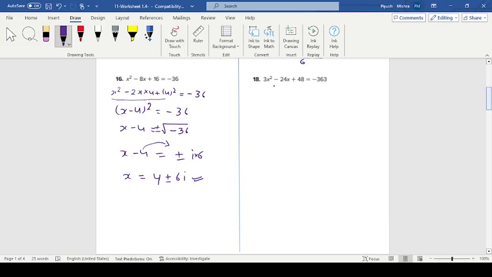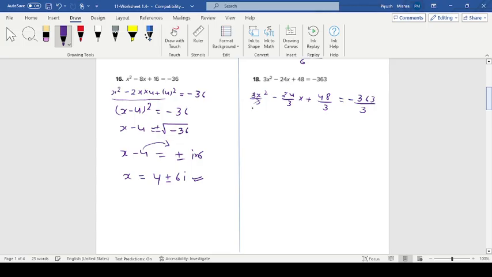Okay, but here I will be doing a little differently. What different? Because 3 is not a square of any number, so I will be dividing everything by 3. So I can write here 3x square by 3 minus 24 by 3x plus 48 by 3 is equal to minus 363 by 3. Okay, further solve it.